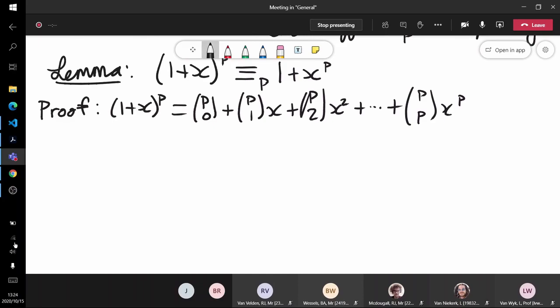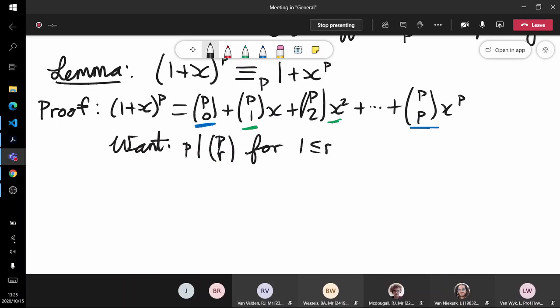Now this first term, p choose 0, is just equal to 1, and p choose p is equal to 1. What we need to show is that p divides each of these other terms in the middle: p choose 1, p choose 2, up until p choose p minus 1. So what we want is that p divides p choose r if r is between 1 and p minus 1.